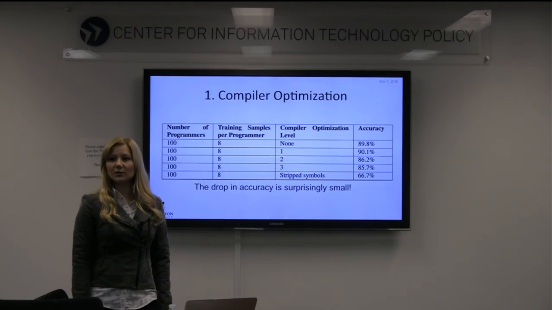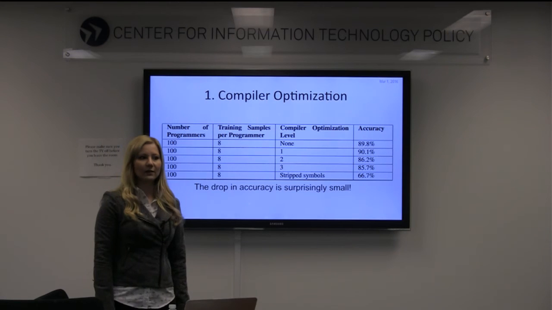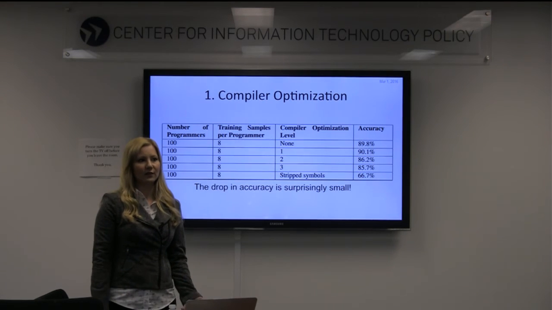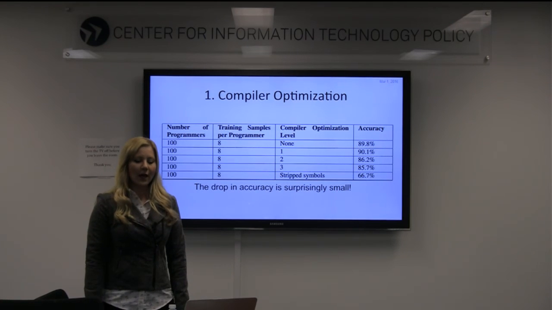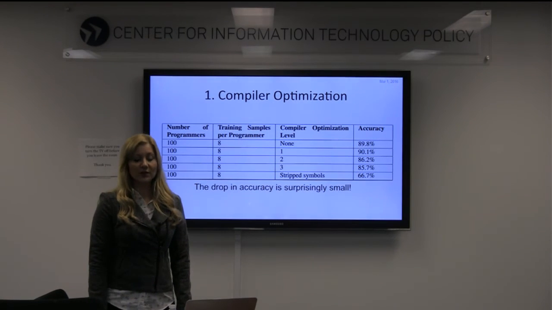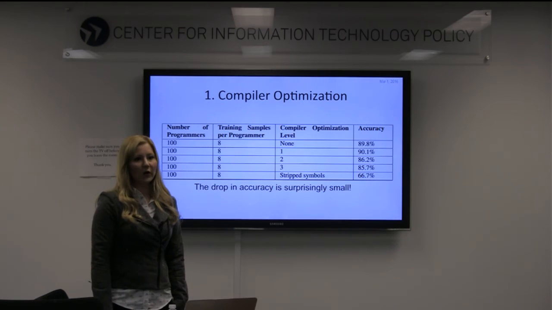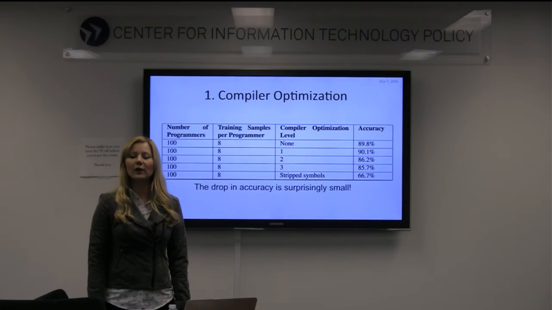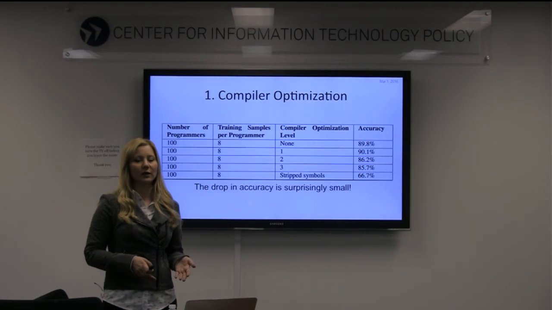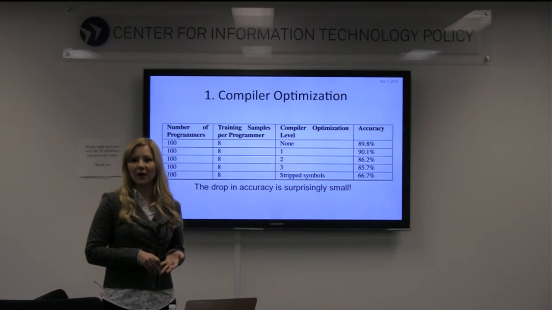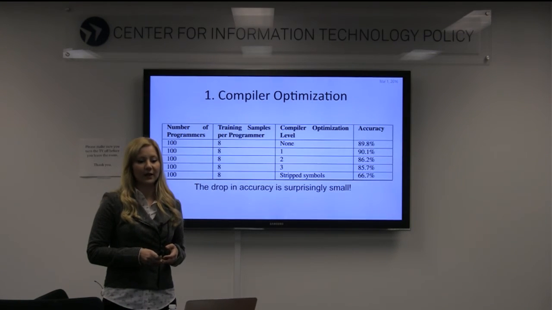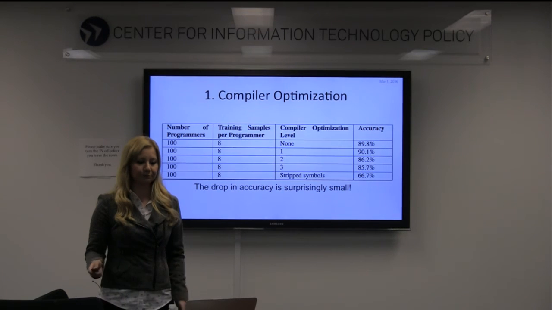And then we also stripped the symbols from the binaries, and symbols represent things like the variables in the source code or the routines that we have in the source code. And the accuracy drops down to 67% in this case. Okay, the accuracy is lower, but again, I would like to remind that for a 100 class machine learning problem, the random chance of correctly identifying the author of one file is 1%. So 67% does not mean that it has been anonymized.